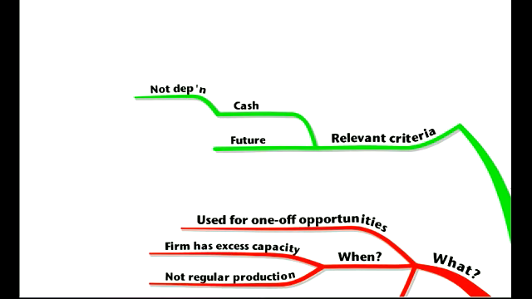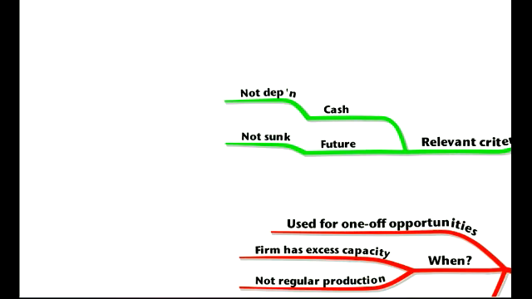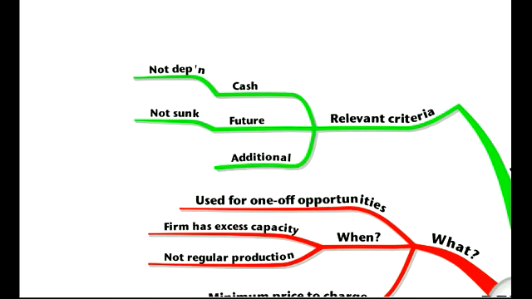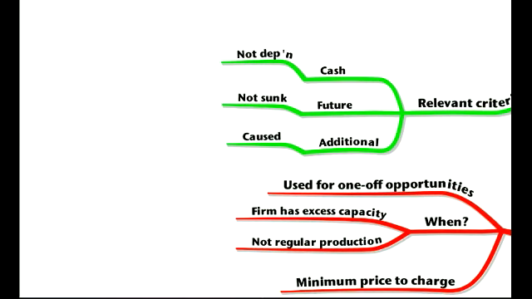The next thing, it has to be a future cost. Okay, not sunk costs, not things you've already paid. So it has to be in the future. It has to be additional, i.e. it has to be caused by undertaking the project. For example, you may already pay rent. If you allocate some of that rent to the project, well, that's not relevant because you're already going to have to pay that rent. So it's not caused by the project, it's not additional. So apply these relevant criteria all the way through.